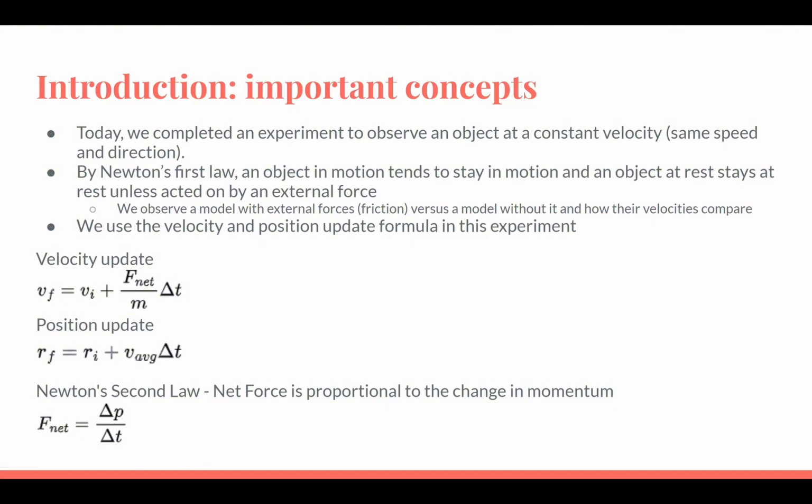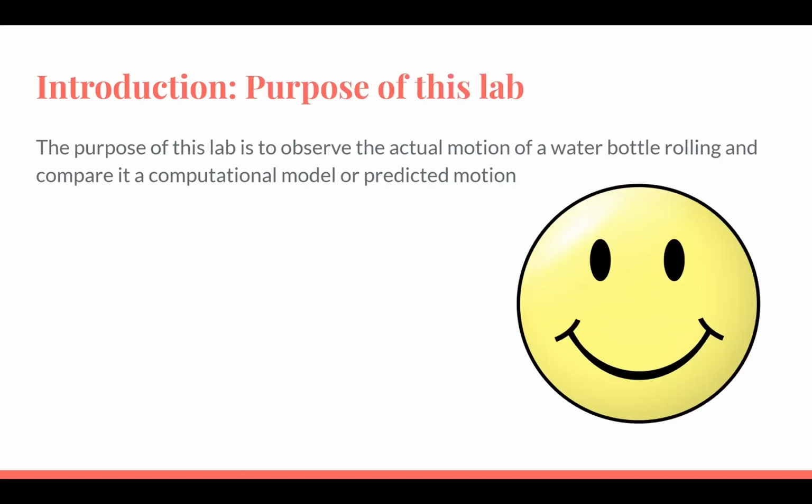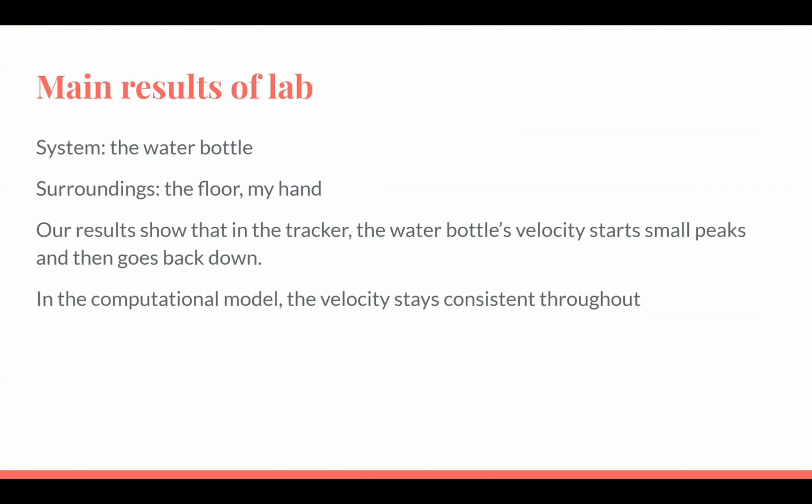In this experiment, we used the position update formula and the velocity update formula, as well as Newton's second law, which states that net force is proportional to change in momentum. And change in momentum is equal to mass times change in velocity. So net force and velocity are intertwined. The purpose of this lab was to observe the actual motion of a water bottle rolling across the floor and compare it to a computational model, or the predicted motion.